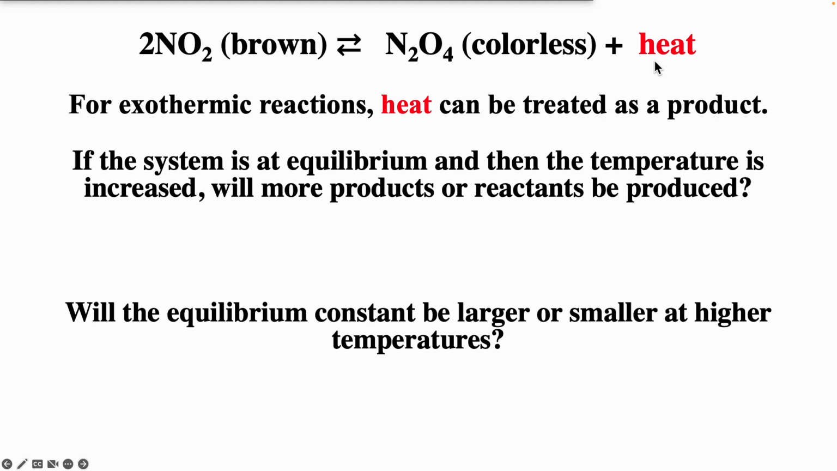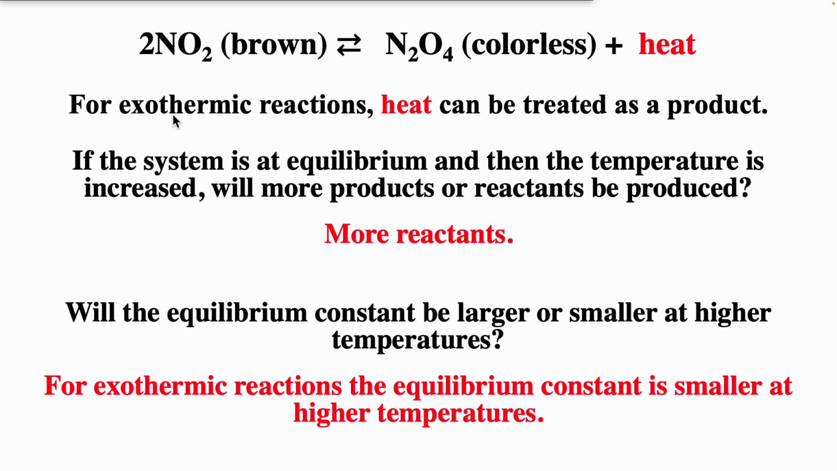Heat is a product, so if we increase the temperature, that's like adding heat, and that's going to push the reaction to the left, and you'll produce more reactants. The equilibrium constant is products over reactants. If you increase the amount of reactants, you'll decrease the equilibrium constant. By raising the temperature, we're going to produce more reactants, and so higher temperature will mean a smaller equilibrium constant for exothermic reactions.